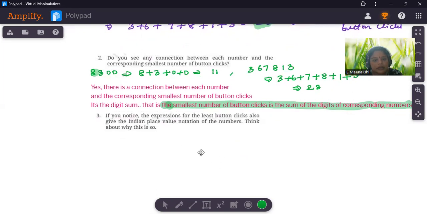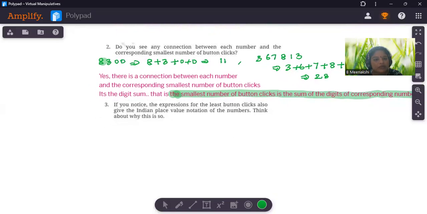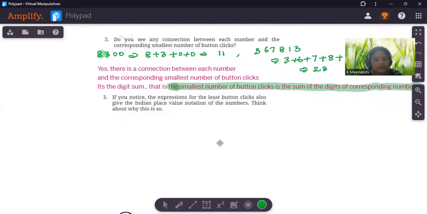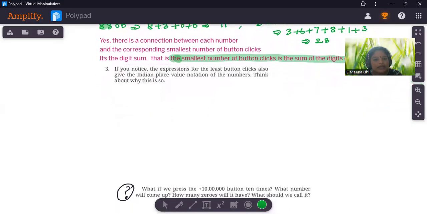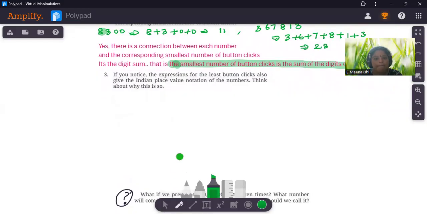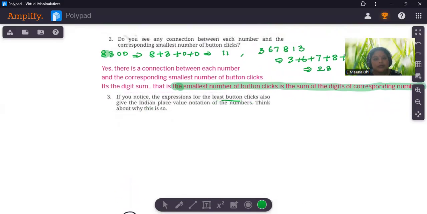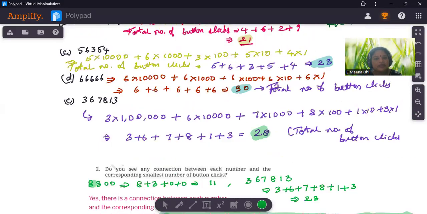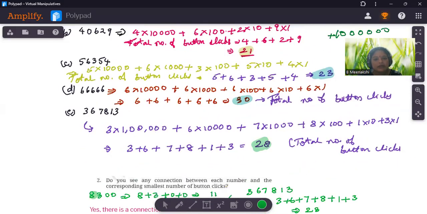Next, if you notice, the expressions for the least button clicks also give the Indian place value notation of the numbers. Think about why this is so. Let us see one by one.